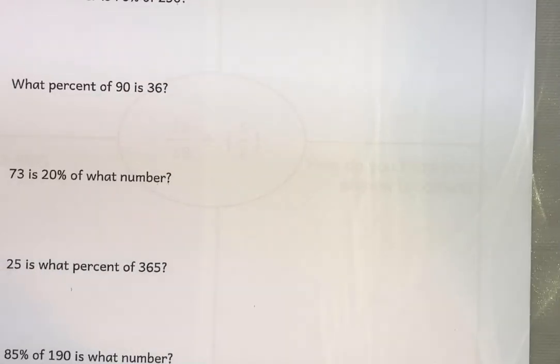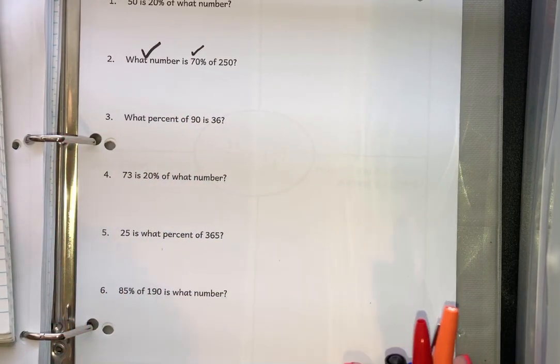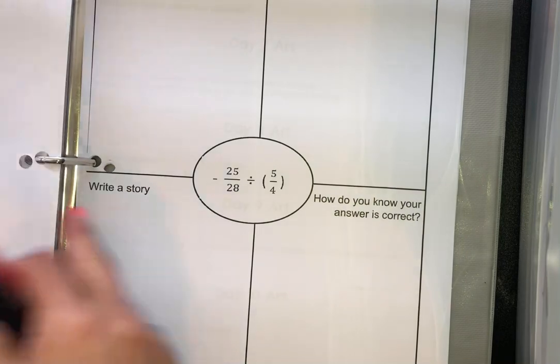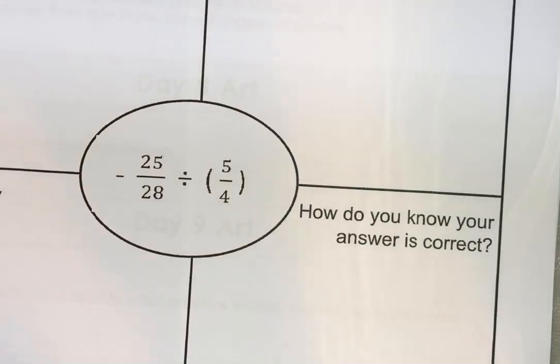So I did number 1 for you. I did number 2 with you. So you guys should be able to do the rest of these: 3, 4, 5, and 6. Same way. Set up your proportions. And your last one, we're dividing fractions.